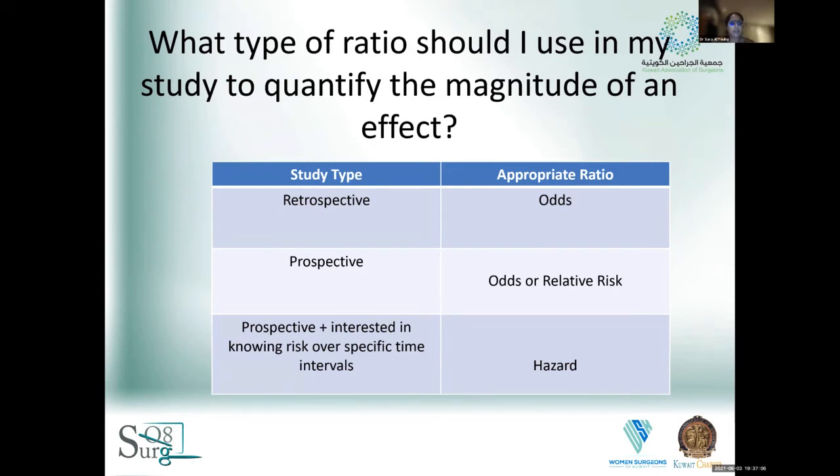And if you're doing a prospective study and you're interested in knowing about risks over specific time intervals, so now time is in the mix, then you're going to be using hazard ratios.